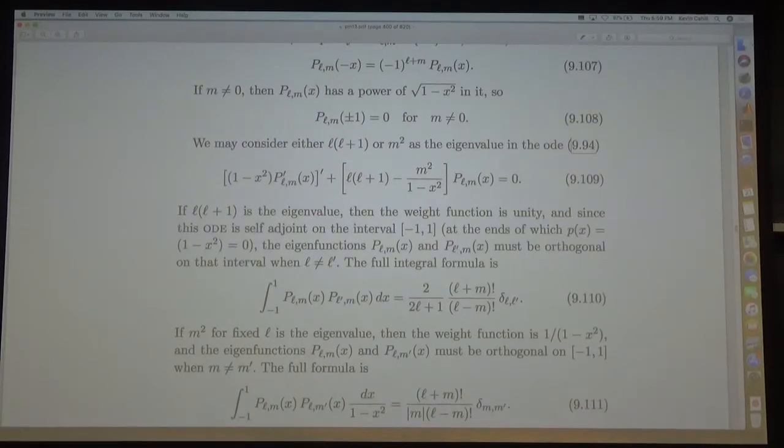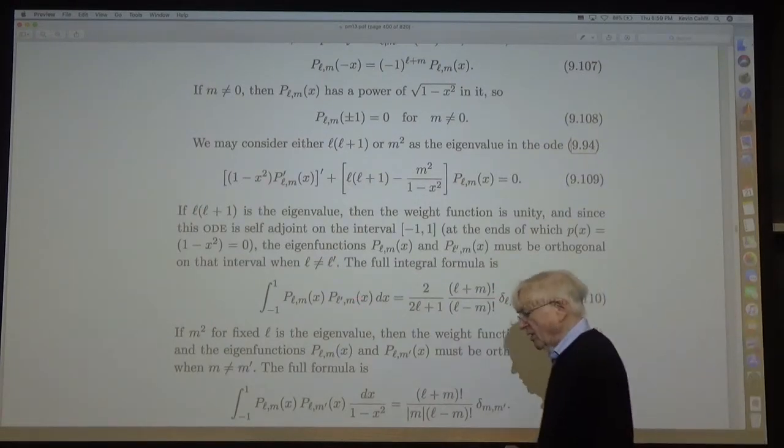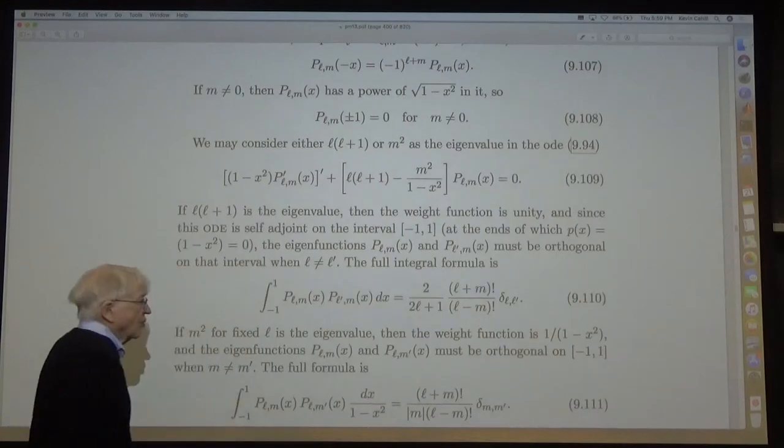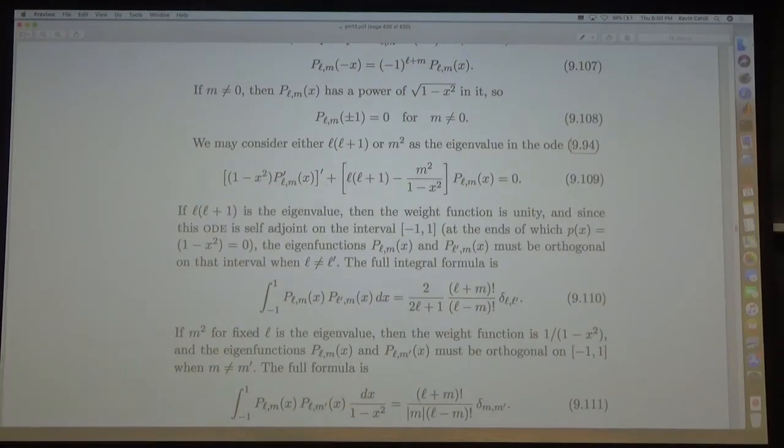So the integral formula then shows you that the Associated Legendre polynomials are orthogonal and normalized in this way. They're orthogonal if L is not equal to L prime. Here, M is regarded as a part of the differential equation, or it tells you what self-adjoint system you're talking about. So you have M fixed.